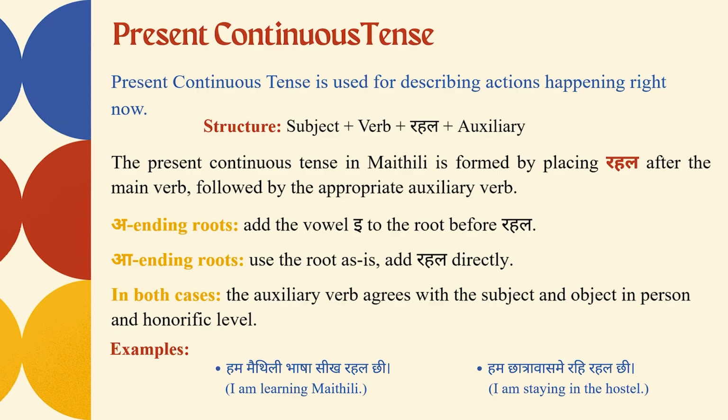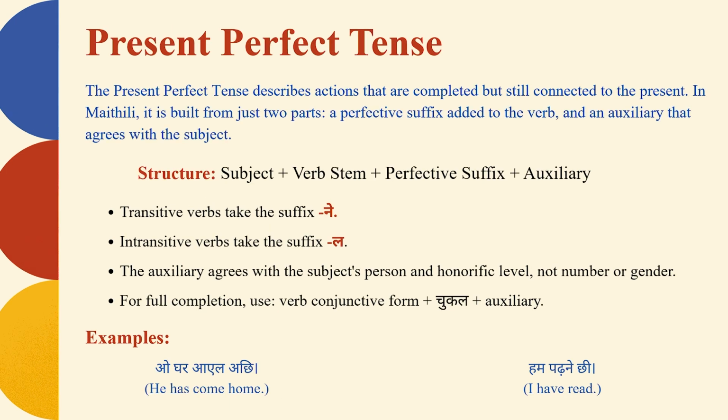So examples would be हम मैथिली भाषा सीख रहल छी, I am learning Maithili. हम छात्रावास में रह रहल छी, I am staying in the hostel. Then we moved on to present perfect tense in the fourth lecture. The present perfect tense describes actions that are completed but still connected to the present.